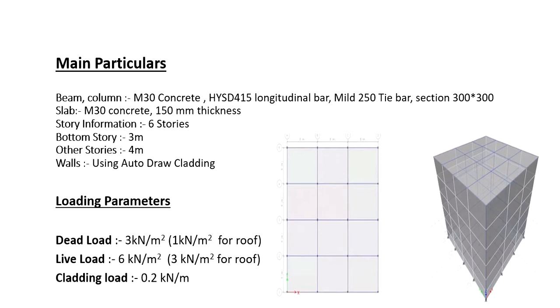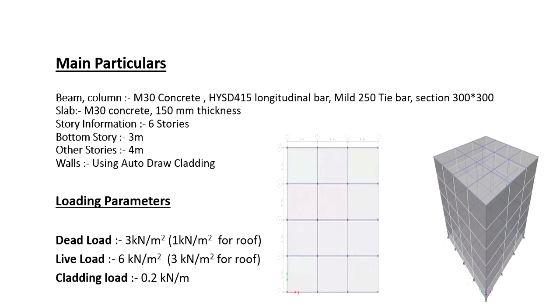Now these are the main particulars. The beam and the column are M30 concrete. It has a longitudinal bar of HYSD 415, T bar of mild 250, and a section having a dimension of 300 by 300 mm square. The slab is M30 concrete having a thickness of 150 mm. It is a 6-story building.